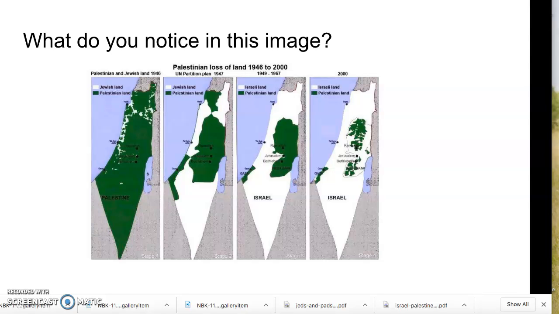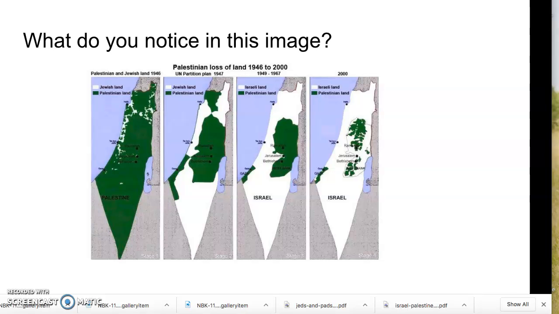Okay, so after listening to that video, I'd like for you to pay attention to these four maps. And if you could look at them very closely. This is the land of Israel slash Palestine between 1946 and 2000. And it's only gotten worse since 2000. And what I mean by worse, I'll explain.